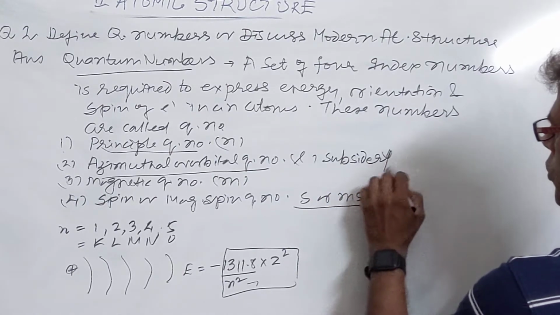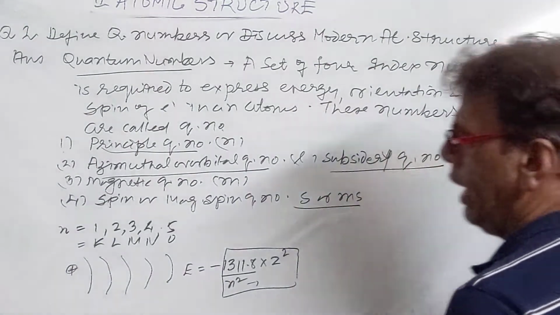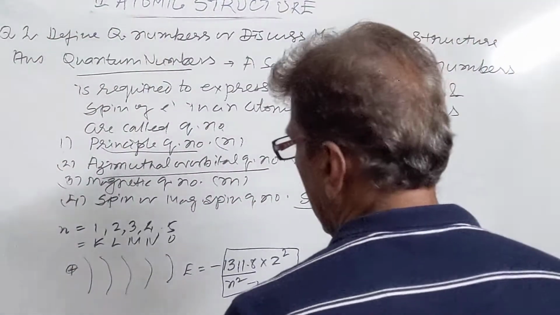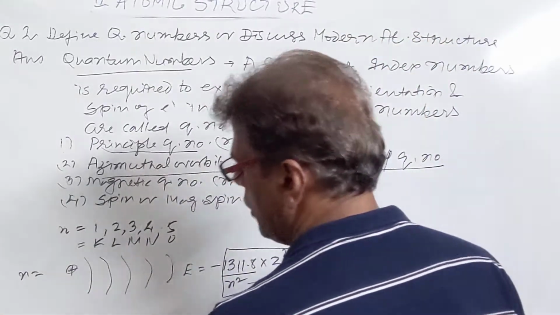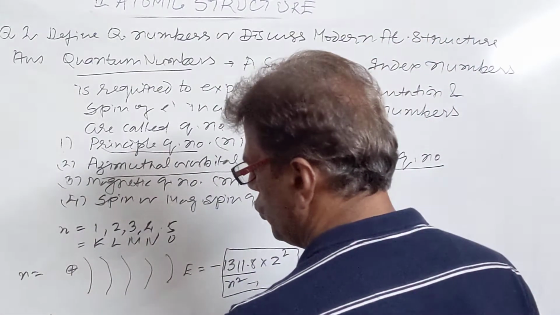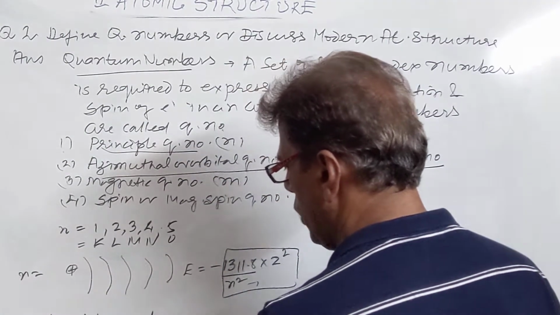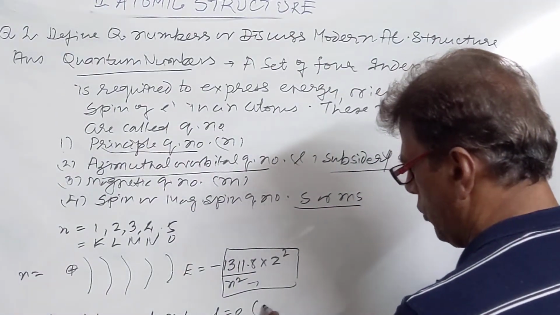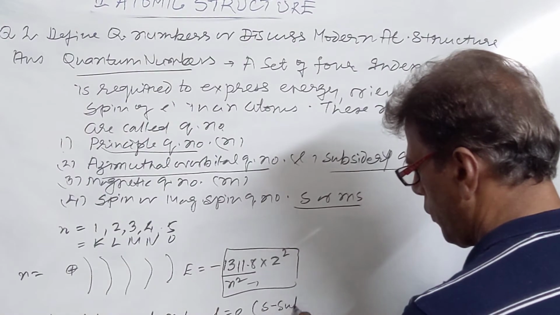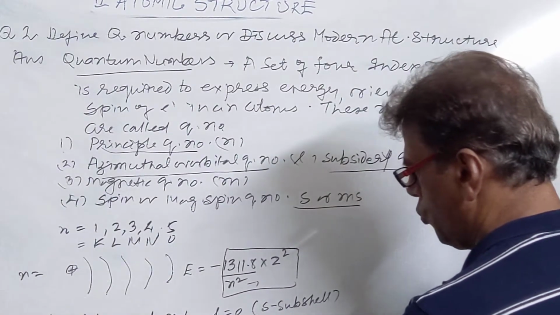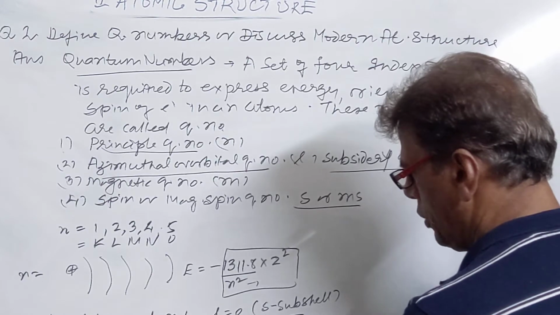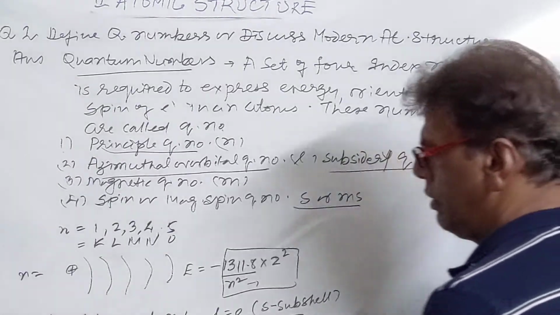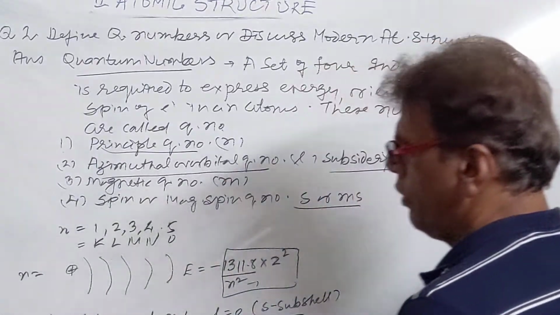It tells us about the number of subshells and the subshell of the electron in an atom. It is represented by L and has values 0 to n minus 1. If L is equal to 0, it is for s subshell. If L is equal to 1, then p subshell. If it is 2, it is d subshell. If it is 3, it is for f subshell. So L has these values 0 to 3.